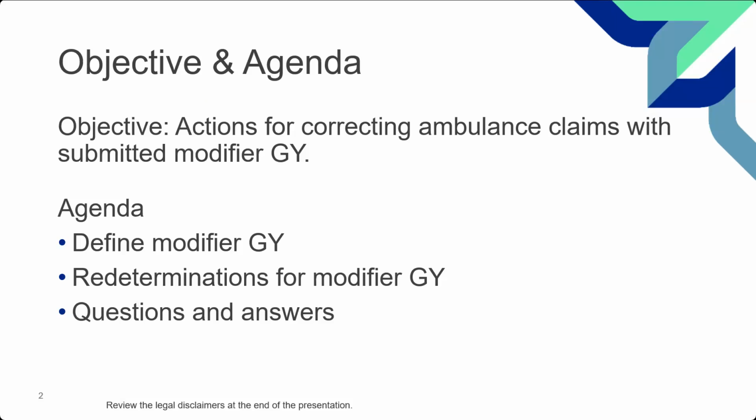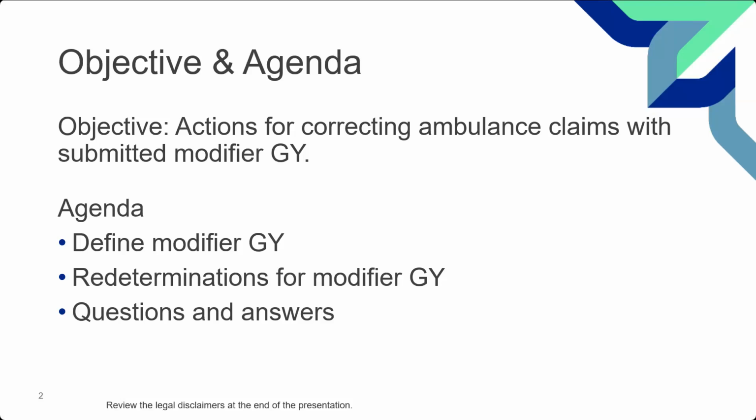The first thing I'm going to do is to define the modifier GY. Then we're going to talk about redeterminations and the issues that we're having with the redeterminations when an ambulance claim bills modifier GY. Last, we'll look at your question and answers. We'll do pre-submitted, and then we'll do some chat questions. Here's what I want to remind you. I will throw out pre-submitted questions throughout the event. So listen up. It's important to make sure that you understand, hey, slides weren't just randomly built.